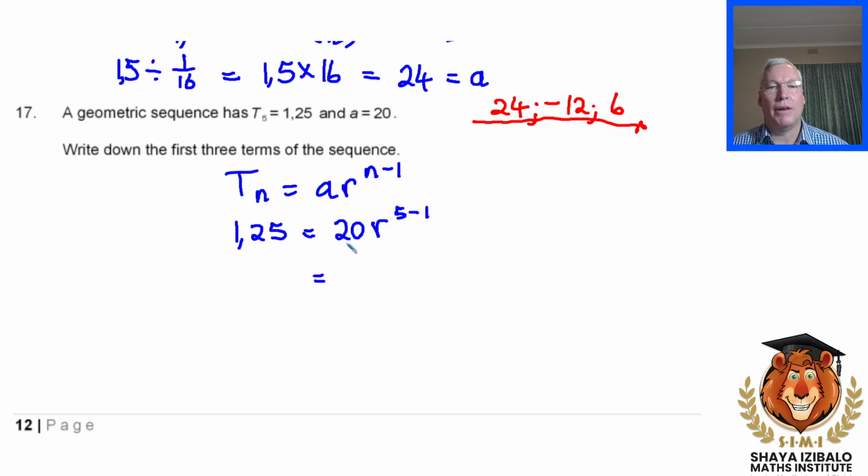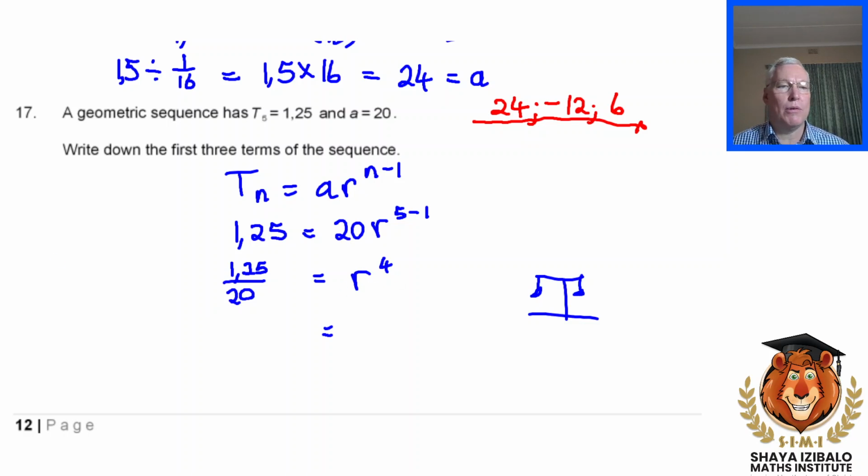Okay, so now what we're going to do is we're going to go 1,25 over 20. And that's going to give us R to the 4. Right, now what we're going to do next is, remember the idea of a set of scales? We're going to do the same thing to both sides. We're going to raise both sides to the power of a quarter. And I just want to show you what this actually looks like. It all is connected to everything else, because if we have an exponent raised to an exponent, a power raised to a power, then what happens is that they will multiply. So we actually want a power here that's going to multiply with 4 over 1 to give us 1. And the answer to that is 1 over 4.